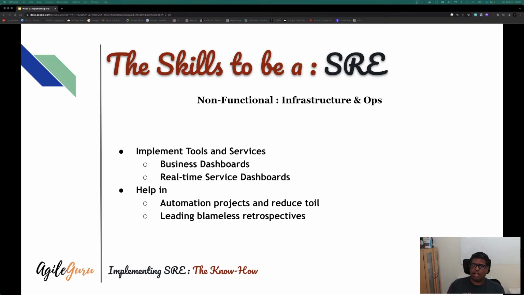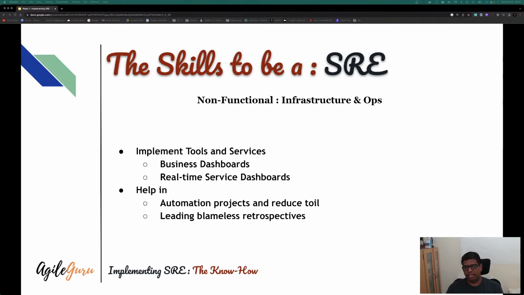Also, SREs should be helping development teams and operations people to automate projects and reduce toil. Now, one question I always get asked is, what does toil mean? Toil means doing the boring manual work which you have to do all the time. Oh, this has failed, or restart the machine, run this script, and all those things. No. There should be an emphasis on automating this boring routine work and also helping in blameless retrospectives.